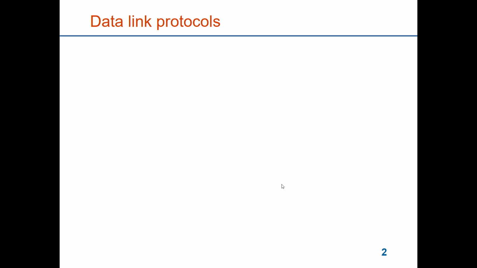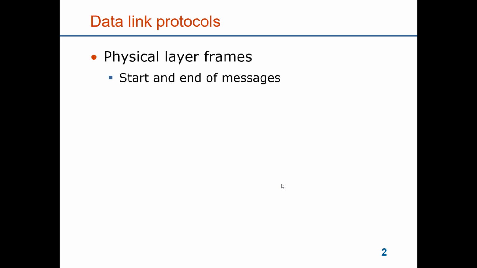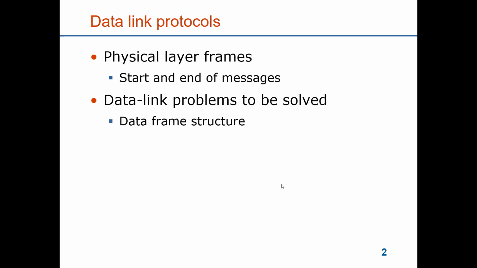Data link protocols. Here we assume that the physical layer has delivered frames to the data link. So frames mean that we know the start and the end of messages that have been communicated from a transmission unit to a receiver. The data frame structure is the format of the protocol data unit that has been communicated from the data link sender to the data link receiver. This is not the same as the frame that has been sent on the physical layer.